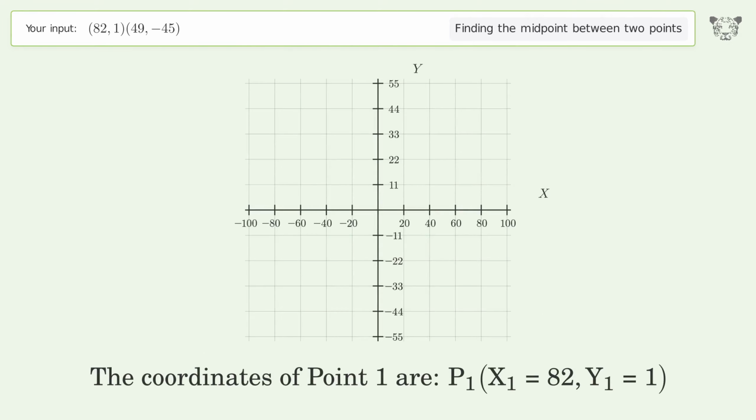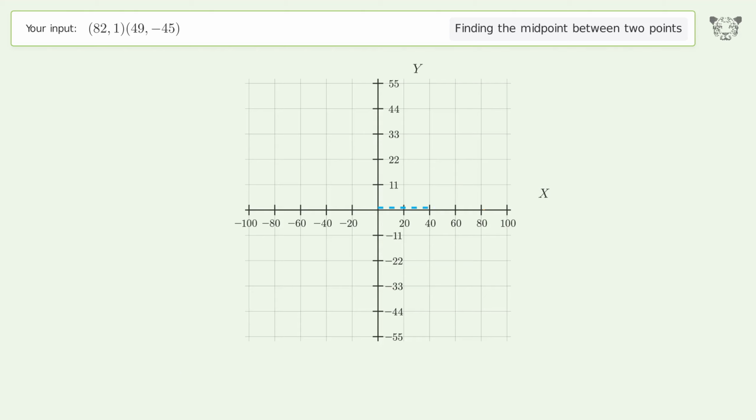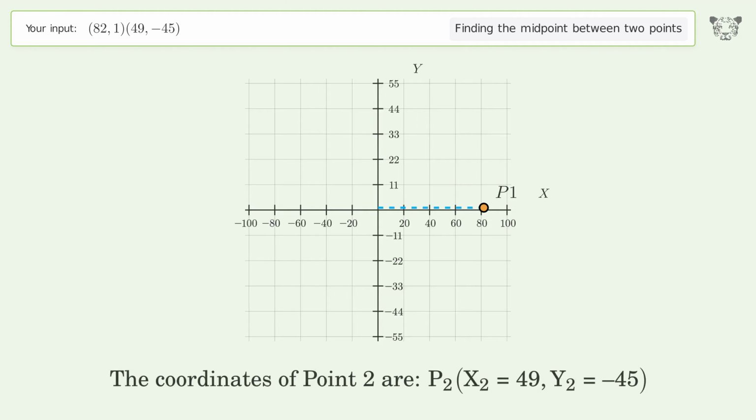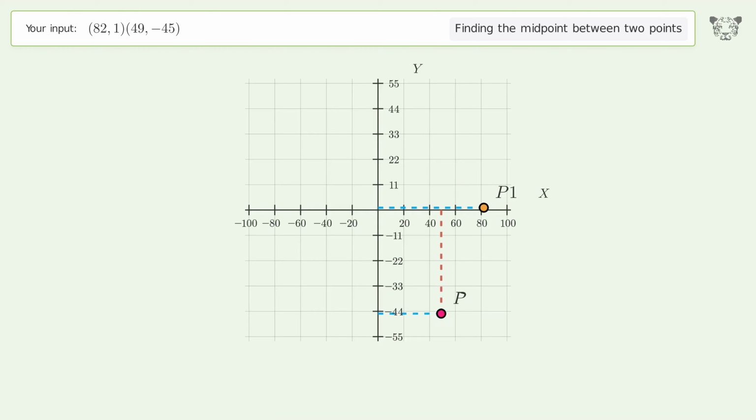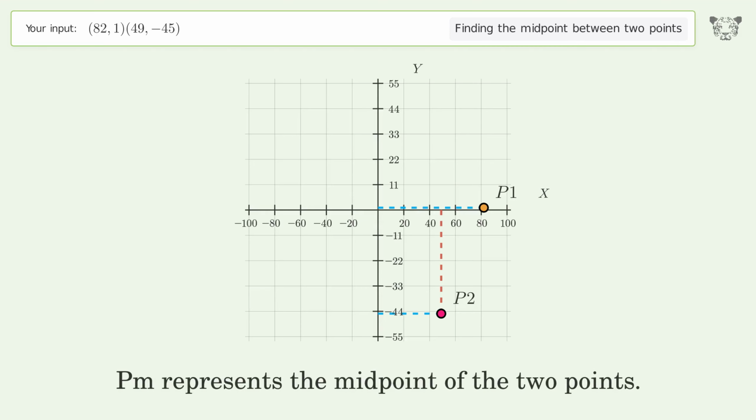The coordinates of point 1 are x1 equals 82, y1 equals 1. The coordinates of point 2 are x2 equals 49, y2 equals -45. PM represents the midpoint of the 2 points.